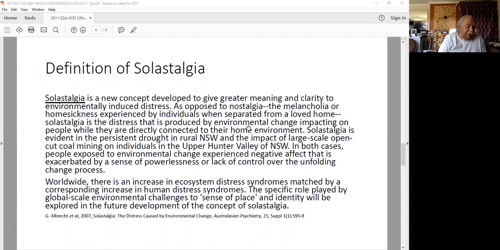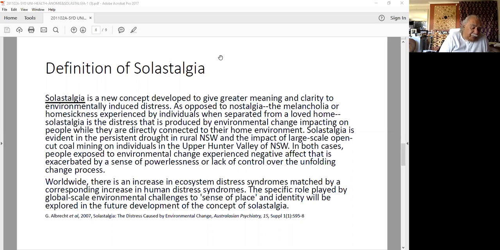Right, definition. Solastalgia is a new concept developed to give greater meaning and clarity to environmentally induced distress, as opposed to nostalgia, the melancholia or homesickness experienced by individuals when separated from a loved home.